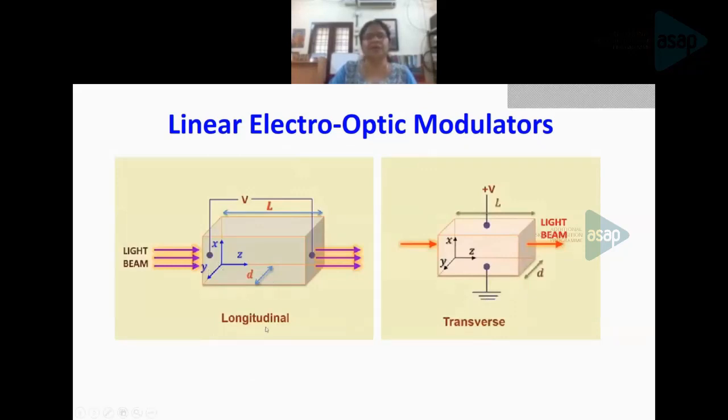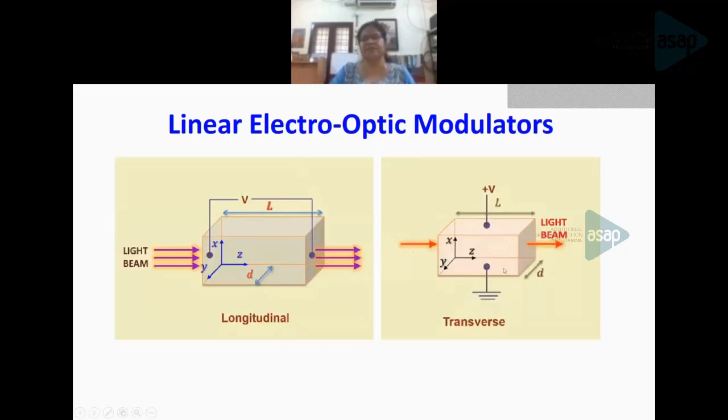Here in the case of longitudinal electro-optic modulator, the transmission axis or the propagation axis is along the Z direction, and electric field is also applied along the Z direction. So here you can see that electric field or voltage is applied across the length of the crystal. Here in transverse mode, the electric field is applied across the width of the crystal, and propagation direction is along the Z direction.